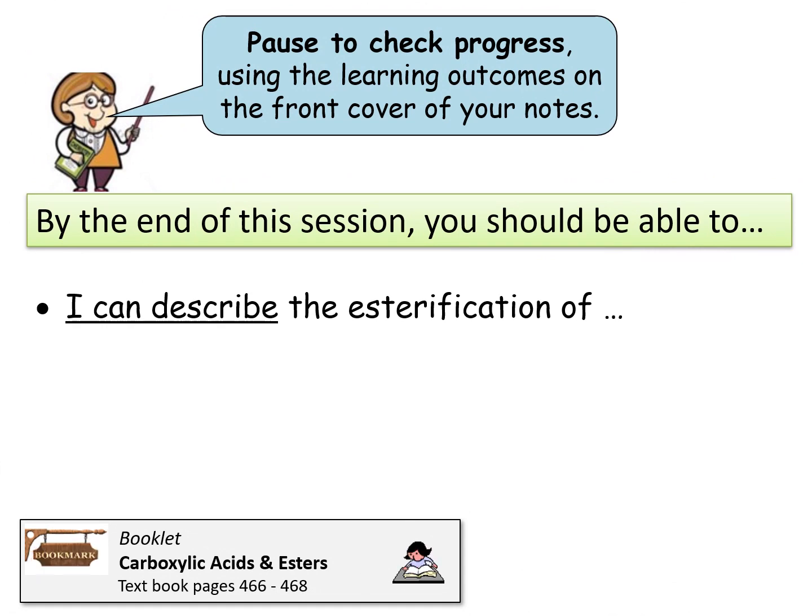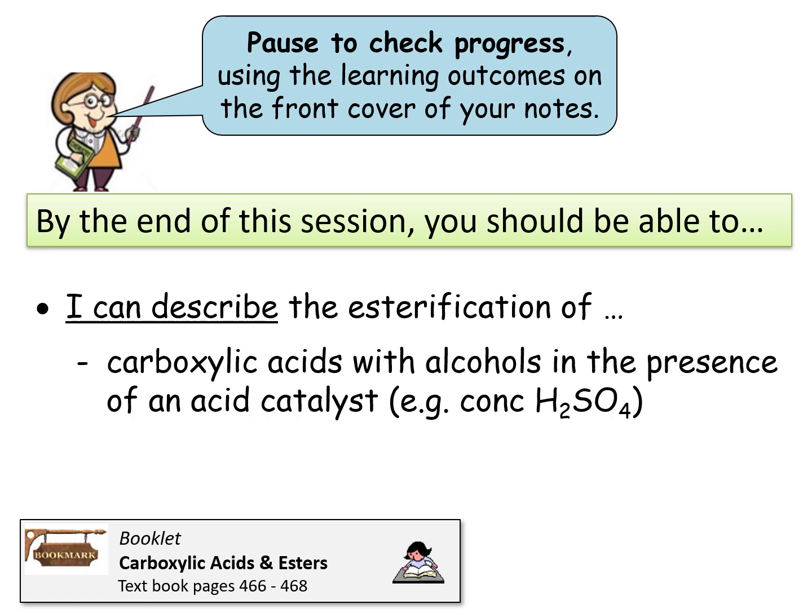Time to pause to check your progress using the learning outcomes on the front cover of your notes. Remember, these are the points from your exam board specification. So far then you should be able to describe the esterification. Now when we say describe, really you need to be able to do balanced equations and showing the reagents and the conditions for the reaction. So the first method then was using carboxylic acids with alcohols in the presence of an acid catalyst, for example conc H2SO4. Remember that reaction is in equilibrium and the conditions are heat under reflux.